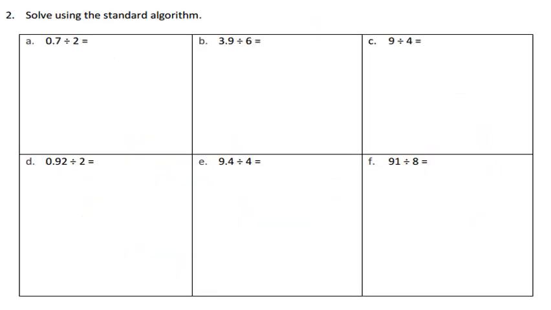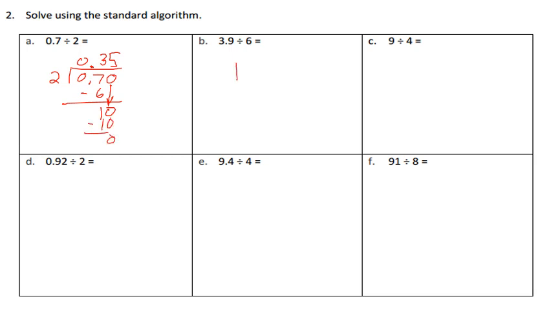Now we're going to do it just with the standard algorithms. So remember, it's 7 tenths divided by 2. So we're going to go ahead and put in the first part. 2 goes into 7 3 times. 3 times 2 is 6. We're going to subtract it. We got 1 left. Put in our 0. Now we have 10 hundredths. 2 goes into 10 hundredths 5 times. 5 times 2 is 10, and the remainder is 0.